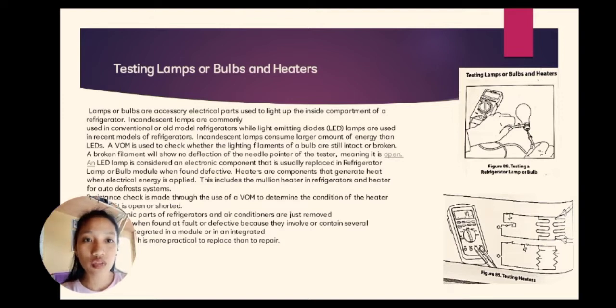A VOM is used to check whether the lighting filaments of bulbs are still intact or broken. LED lamps are considered electronic components and are usually replaced in the refrigerator when found defective. This includes the heater in the refrigerator and the heater of the auto defrost system.